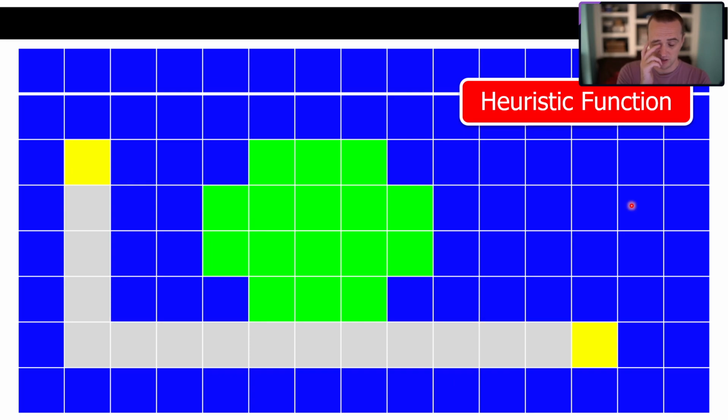Now, this could be another one. Maybe if we're here and here, we're going to move down until we get to the same row, and then we're going to move right until we get to the same column, okay? So what can we say about this? Is this an underestimation? Is it an overestimation? Is it always correct? What could I say about this type of heuristic function?